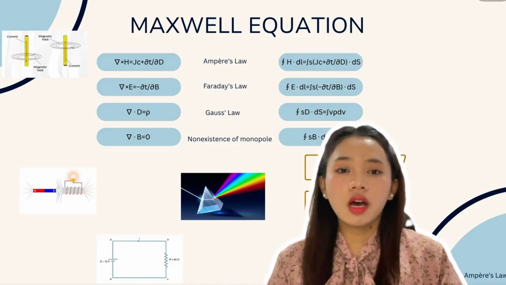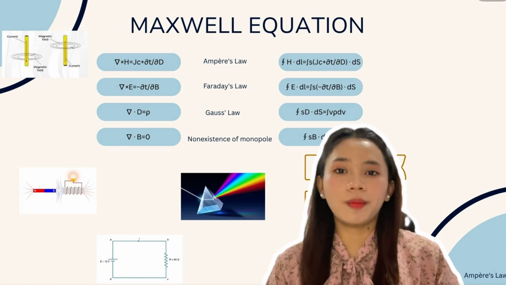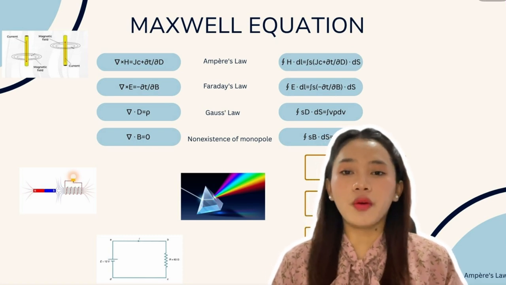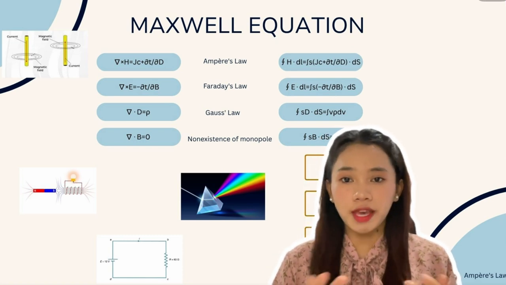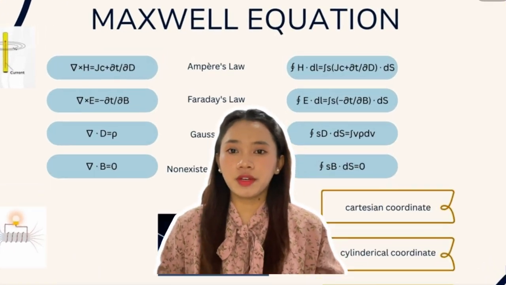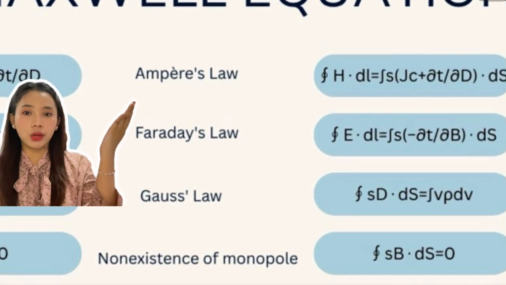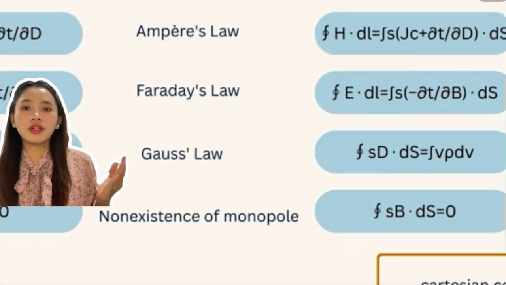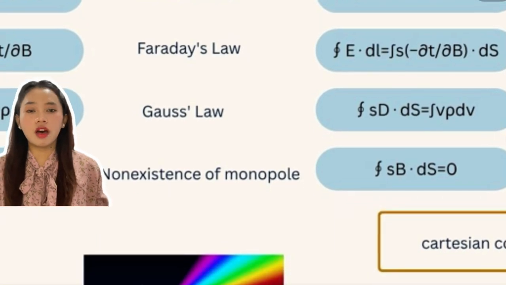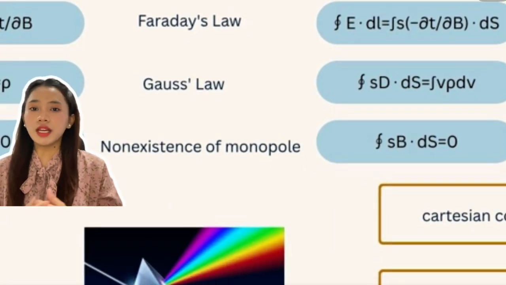Maxwell's equations are the foundations of electromagnetism. They describe how electric and magnetic fields behave. There are four of them. The first one is Ampere's law, Faraday's law, Gauss's law, and non-existence of monopoles. For static electric fields, we mainly focus on Gauss's law and electric potentials.